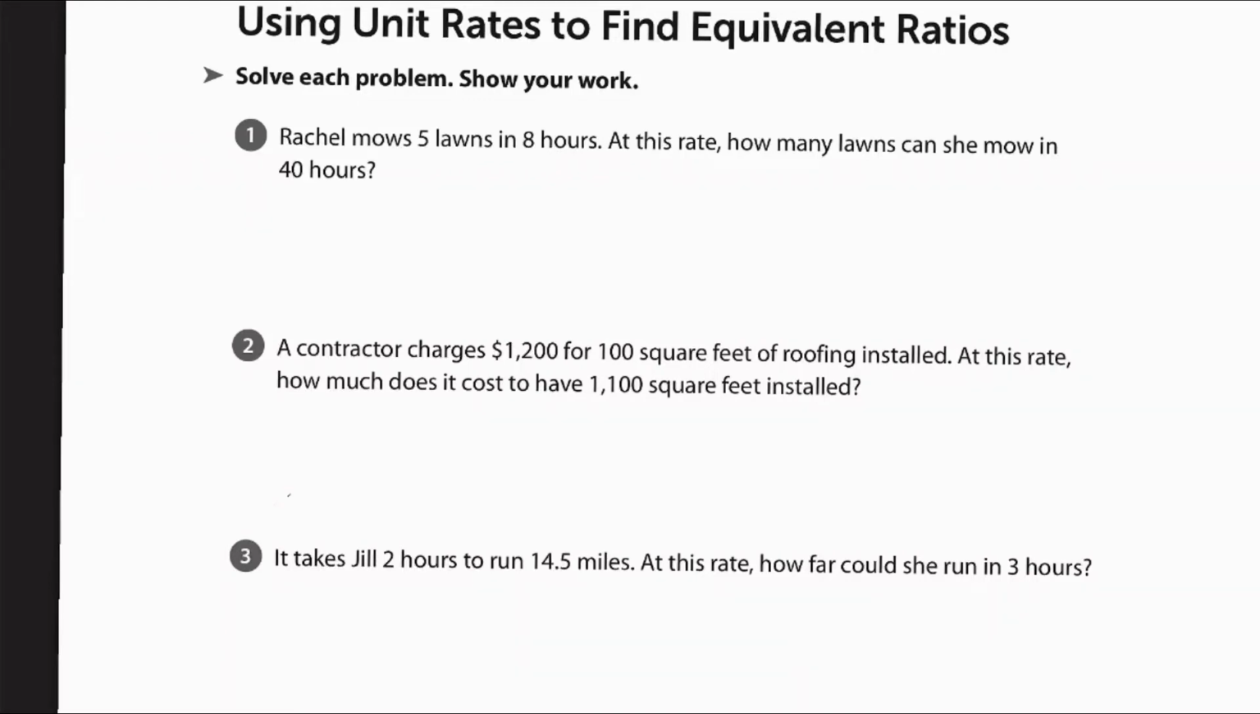Hey guys, this is a video to help you with using unit rates to find equivalent ratios. We're going to do the first couple problems together here. We'll start off with: Rachel mows 5 lawns in 8 hours. At this rate, how many lawns can she mow in 40 hours?